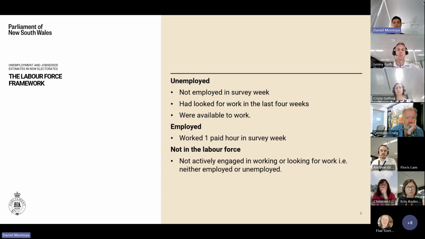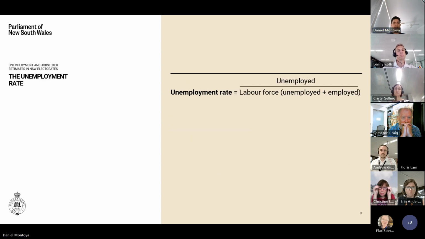Unemployed and employed people together make up what is known as the labour force. And so the third group of people are those who are not in the labour force. These include a range of people such as retirees, full-time students, stay-at-home parents, and people who are unable to work. The unemployment rate is equal to the number of unemployed people divided by the labour force.